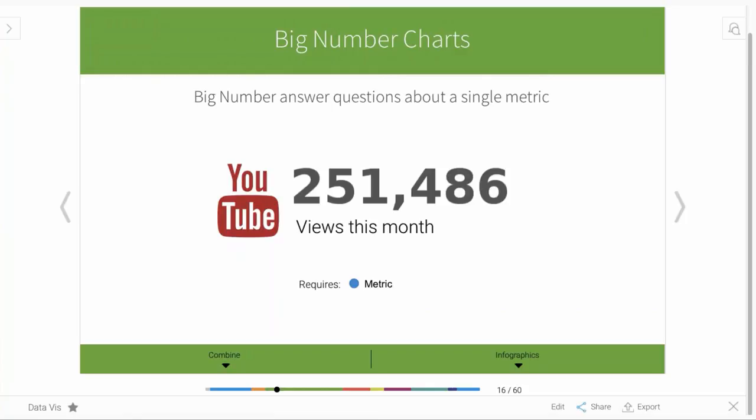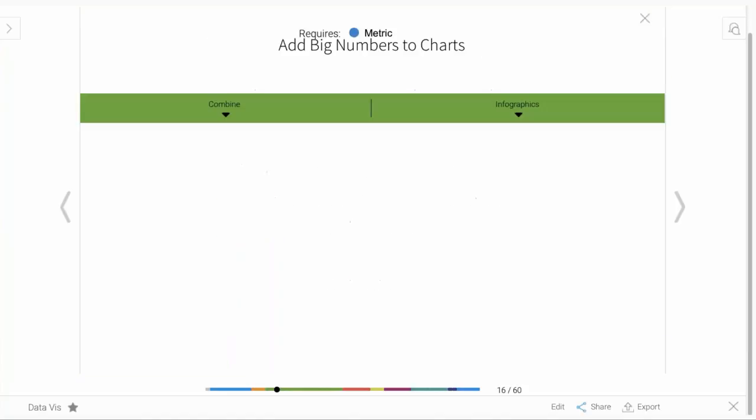And they're also fantastic for monitoring KPIs or key performance indicators too. So the secret behind making big number charts better is very simple. Just make them big and beautiful and make sure that that number really stands out and draws the eye in.